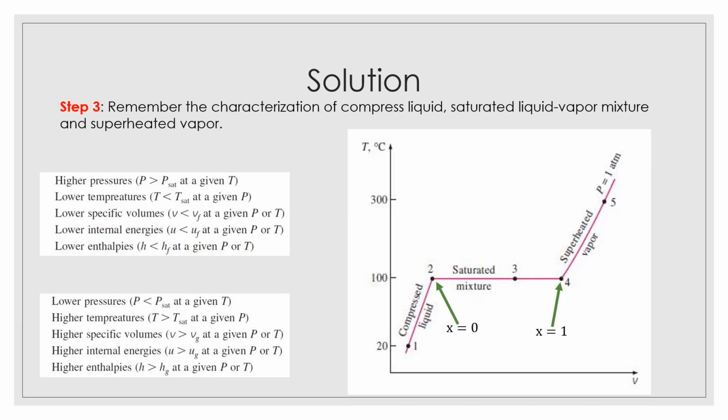Number 3, remember the characterization of compressed liquid, saturated liquid vapor mixture, and superheated vapor. So we need to remember the characterization for compressed liquid and superheated vapor, because it will lead us to determine the region of the water. And also, I urge you to remember these 5 points: first, compressed liquid; second, saturated liquid; third, mixture; fourth, saturated vapor; and lastly, number 5, superheated vapor.